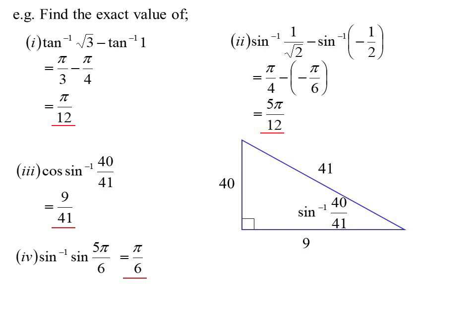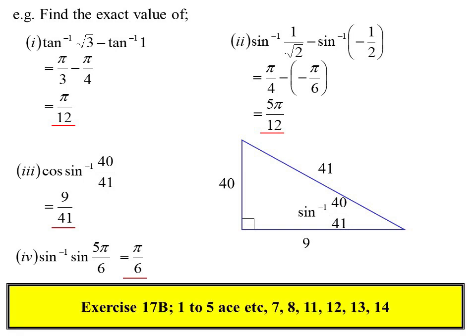Now how do I know it's pi on 6? Well, 5 pi on 6 is in the second quadrant. So in the second quadrant we know sine is positive. Which acute angle would it be in the second quadrant? Well, in the second quadrant it was pi minus the acute angle. So pi minus what gives me 5 pi on 6? Pi on 6 does. So pi on 6 is the answer for that one, not 5 pi on 6. You always got to go back to what does the graph look like? Which quadrants are we in? That will give us the correct answer. So 17b is playing around with these inverse trig functions.